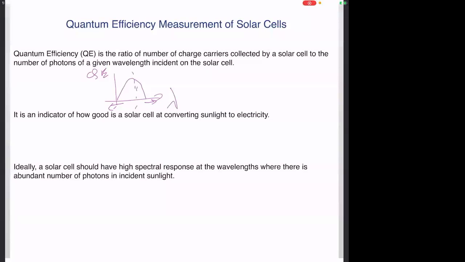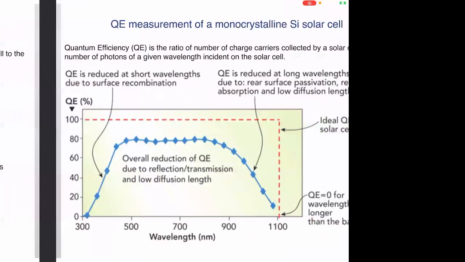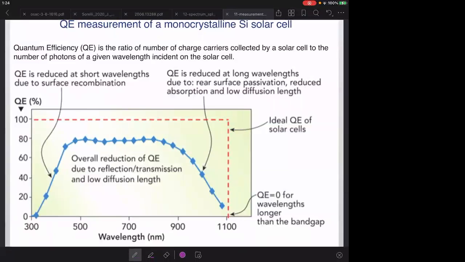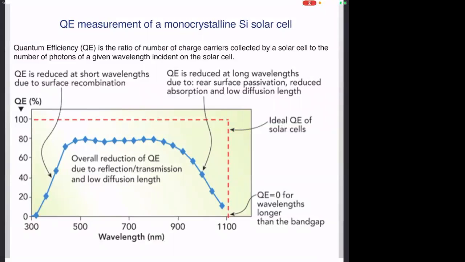This is an indicator of how good a solar cell is at converting sunlight to electricity. And ideally, a solar cell should have high spectral response at the wavelengths where there is abundant number of photons in the incident sunlight, which is, of course, common sense. And this is an example of what the quantum efficiency looks like. Again, the wavelength is plotted on the horizontal axis. This is percentage, which is the percentage of photons that are converted to electrons and contributing to current.